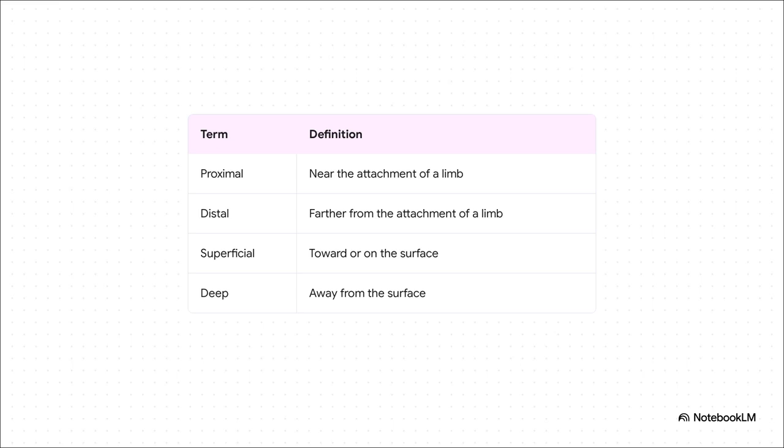And here's the rest of our compass. Proximal and distal are special terms we use mostly for arms and legs. Proximal means closer to where the limb attaches to the body, and distal means farther away. So your knee is proximal to your ankle. Last pair. Superficial means toward the body's surface, and deep means away from it. Your skin is superficial to your bones.